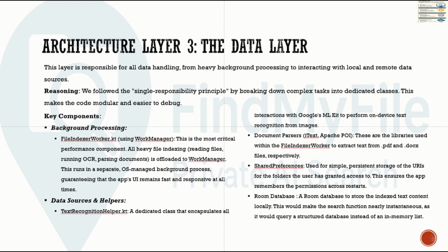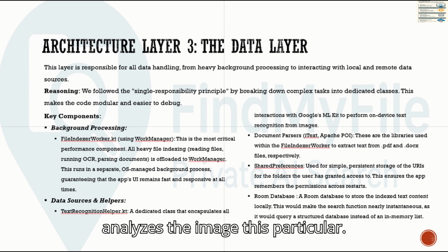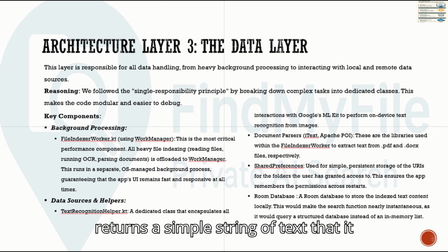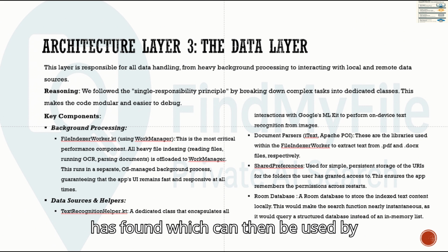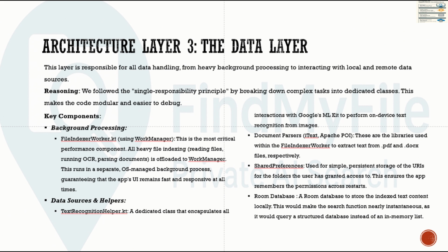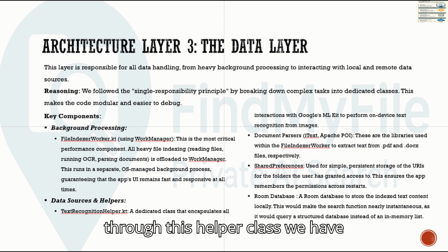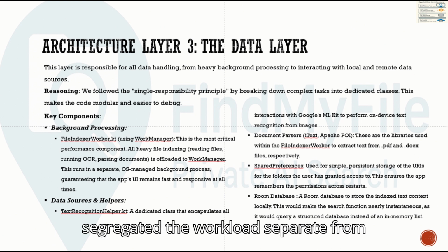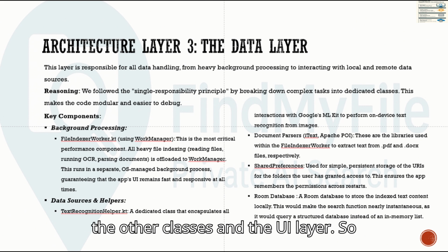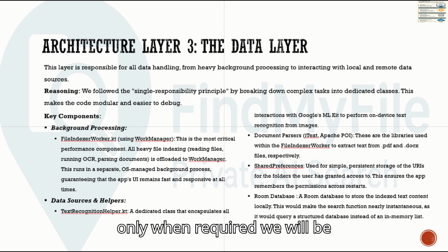Now, after the AI model analyzes the image, this text recognition helper returns a simple string of text that it has found, which can then be used by other classes like the file indexer worker for processing. So by using AI through this helper class, we have segregated the workload separate from the other classes and the UI layer. So only when required will we initiate the AI logic.